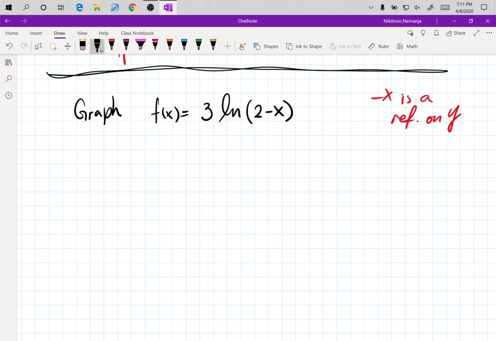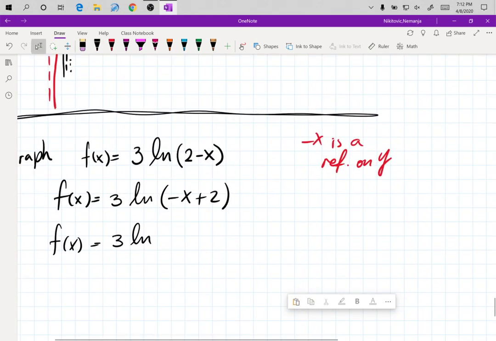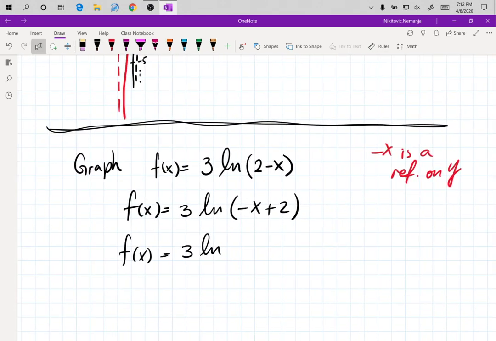So let's solve this. f of x is 3 times ln of negative x plus 2. All I have done is I rearranged the terms, so x is first and the number is second. And now I am supposed to factor out negative. So f of x is going to be 3 ln, and now I factor out the negative sign, and we are left with x minus 2.